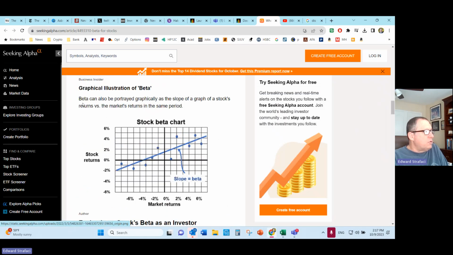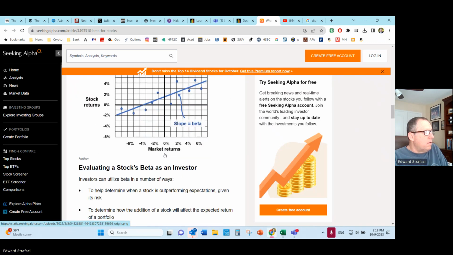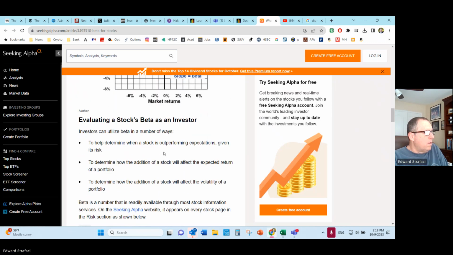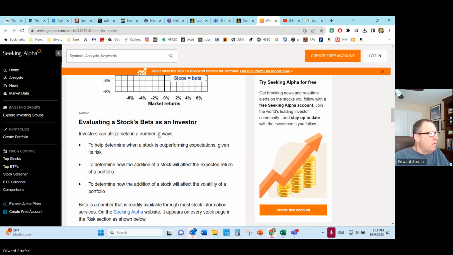And that's what a stock's beta chart looks like. It shows the stock return versus the market return, and it plots it. It's usually a direct correlation because the market generally affects all stocks, and then it plots the points. It helps determine when a stock is outperforming expectations. It determines how the addition of a stock will affect the expected return of a portfolio, and how the addition of a stock will affect the volatility of a portfolio.